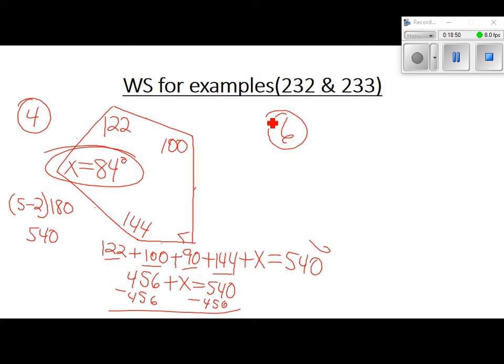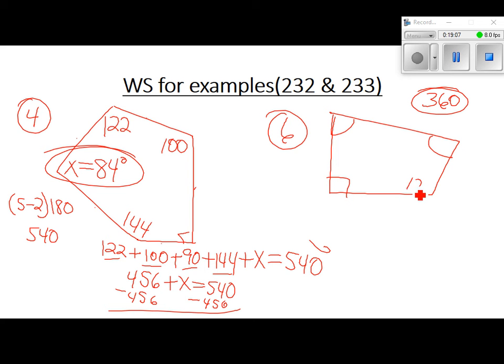Let's do number 6. While I'm drawing it up here, somebody help me out and count how many sides we got. 4. So we know that they all total up to how much? 360. We know those two angles are congruent, and we know this is 120. Tell me the equation I can set up then. 120 plus 90, I heard, plus x plus what?